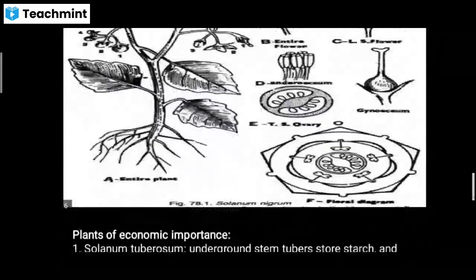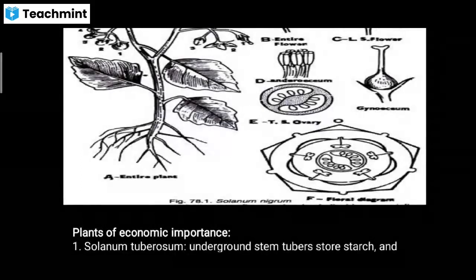Then last figure is the floral diagram. So in floral diagram, there is the outer whorl, that is the calyx. Then second whorl is the corolla, and on that corolla you can see the attached stamens are drawn. Then at the center there is the ovary, and in that ovary there is the axile placentation.